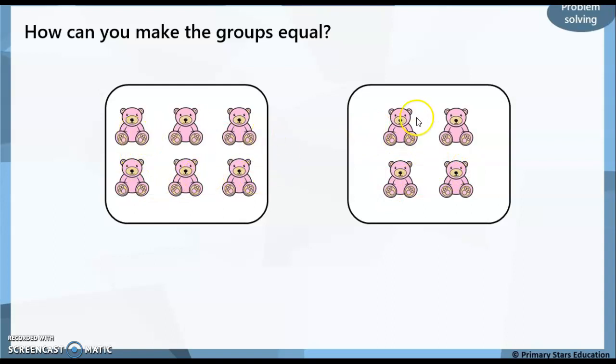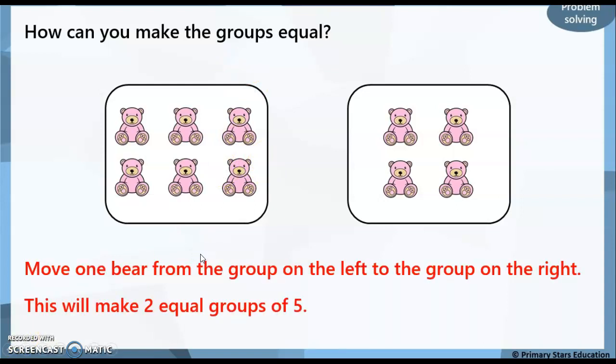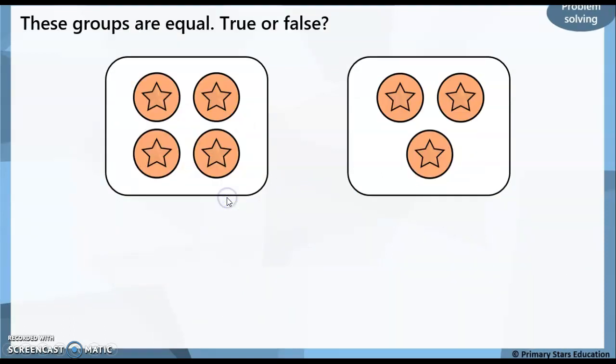So we have 6 here and 4 here. Ooh, that's a number bond to 10. 6 and 4 makes 10. We have 10 altogether, and we need to share them between two groups. If we had our 10 fingers up and we sort of move them apart into two groups, we would have 5 on each side. So you could move one bear from the group over here to the group on the right. This will make two equal groups of 5.